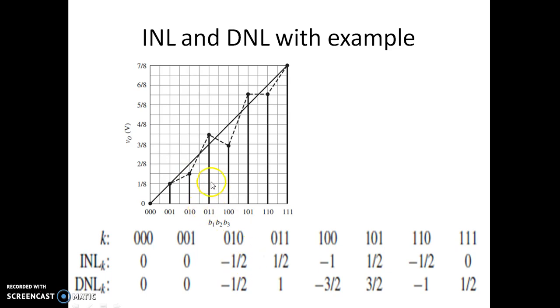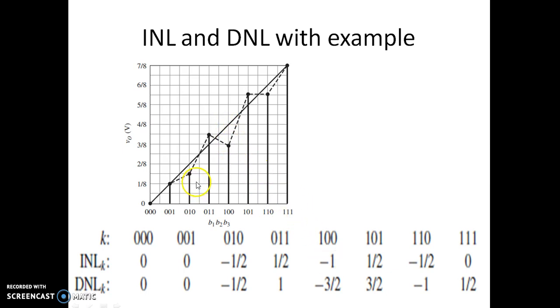And for 0, 1, 1, this is the expected output voltage, and we are actually getting more than the expected one, so more by half LSB. That's why it is plus half LSB. And for 1, 0, 0, the output is over here. The expected value is 4 by 8, the actual value is 3 by 8, so it's actually less by 1 LSB. That's why it is minus 1.